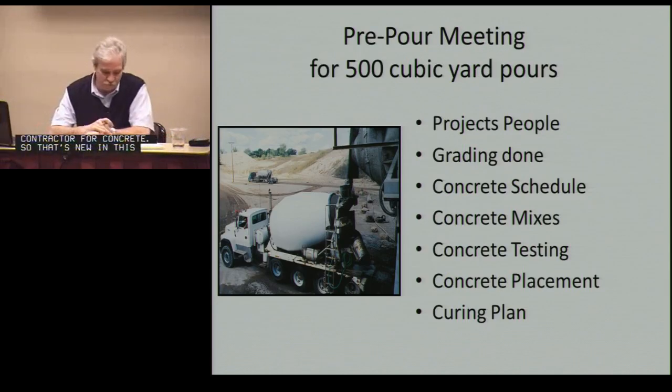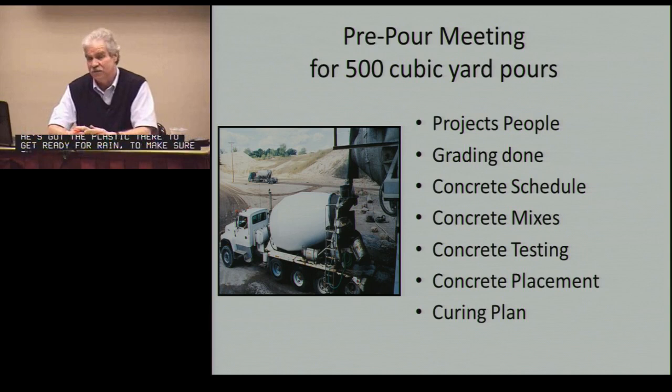Pre-pour meetings, we ask for pre-pour meetings for 500 cubic yards of concrete or larger in one pour or in one day. And there's an example in the specification. Basically, is the project people, the grading done, what's the concrete schedule, the mixes, what you're going to use, who's doing the concrete testing today, how often are you going to do it, and then concrete placement, and then a curing plan is what we ask for, that the contractor has his information, that if they're calling for rain, he's got his plastic there to get ready for a rain, make sure those things are on site at this pre-pour meeting. And who's doing the testing? Is the ready-mix driver going to do the testing, or is the contractor personnel going to do it? So that's kind of the pre-pour meeting.